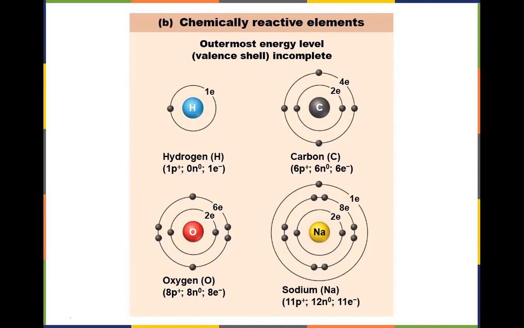Oxygen has 6 in its second shell. It has atomic number of 8. 2 in the first shell, 6 in the second shell. It would love to get 2 more electrons to become stable. Sodium, on the other hand, has 11 protons and 11 electrons. And it only has 1 electron in its outer shell.